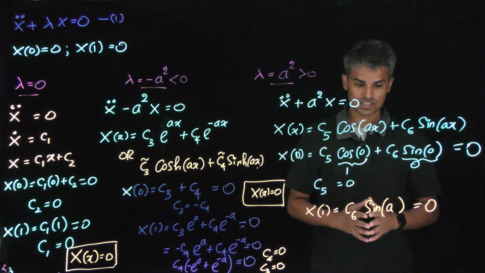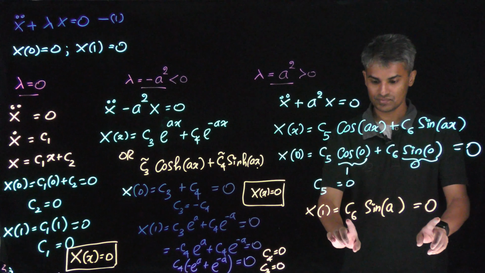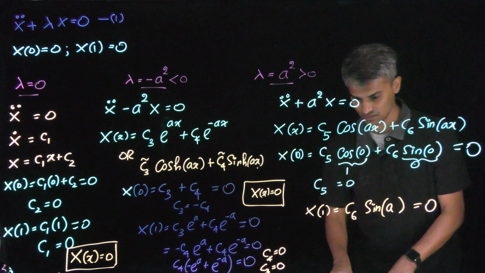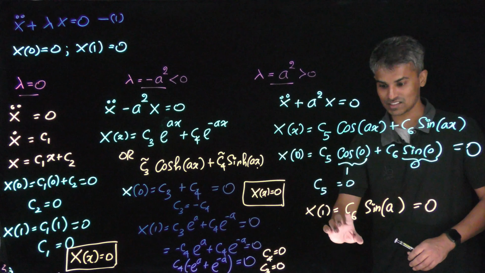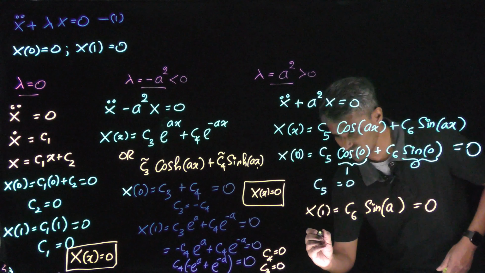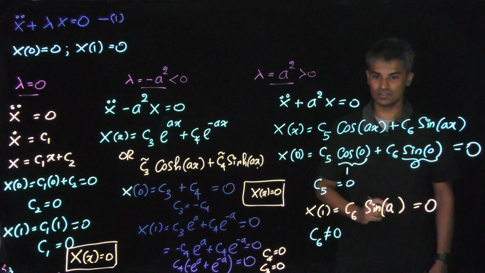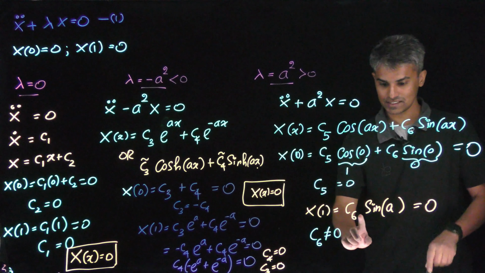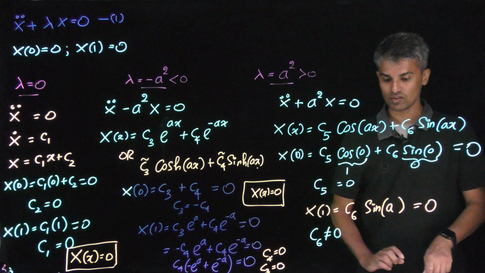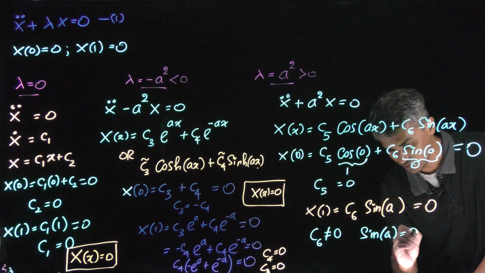Okay. Now since we are looking for non-trivial solutions, in this third case, C6 cannot be equal to 0, because if C6 equals 0, then we are going to get the trivial solution. So C6 cannot be equal to 0, but we want this product C6 times sine a equals 0. So, if C6 does not equal 0, it means sine of a should be 0.